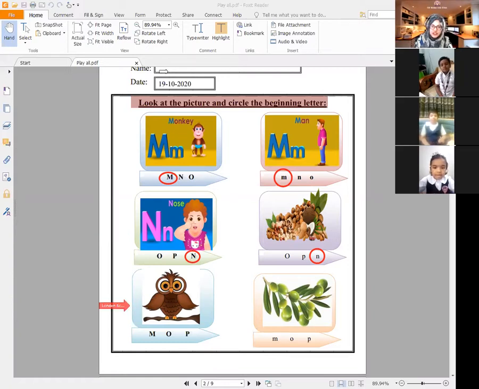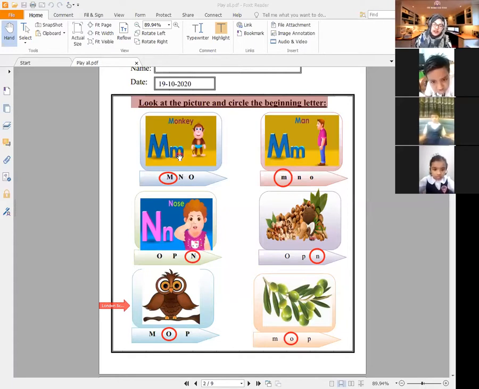This is for this picture. Wait, please. What is this picture name? Can you say anyone? What is this picture name? This is owl. So we give the circle above O, and this is olive. This is olive. So we give the circle above a small letter O. Small letter O. Okay, so my all dear.